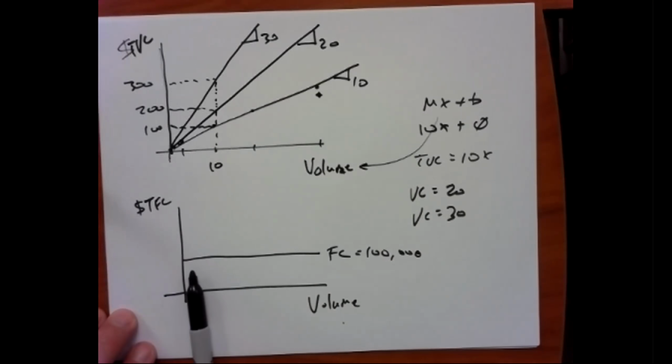Why is it a horizontal line? Because at 0, my fixed cost is 100,000. At 10, my fixed cost is 100,000. At 100, my fixed cost is 100,000. At 1,000, my fixed cost is 100,000. Right? So on all the way out. Doesn't change because it is independent of the volume.